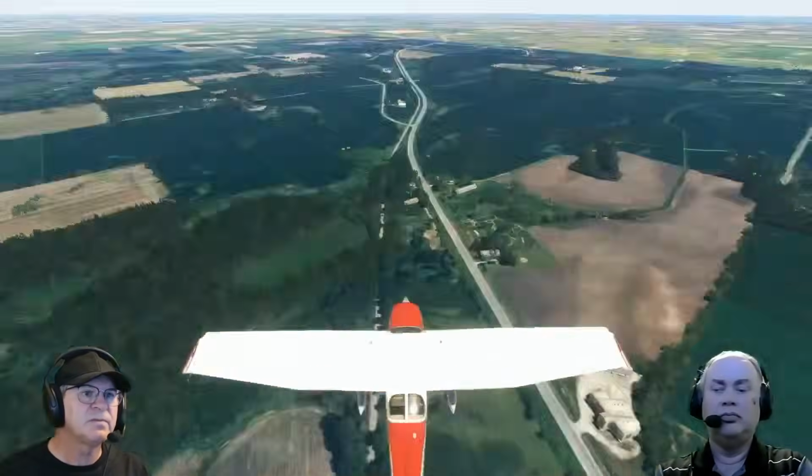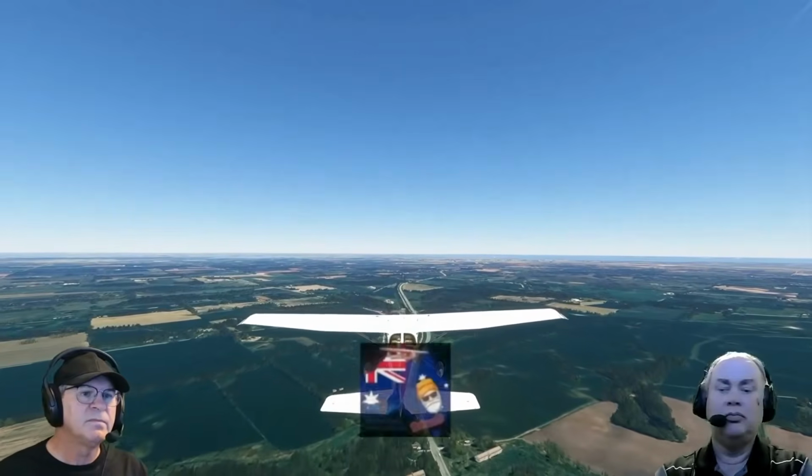Still over the railroad tracks. Nice rock. Make a right turn. Join the east-west road. Left base, runway 36.